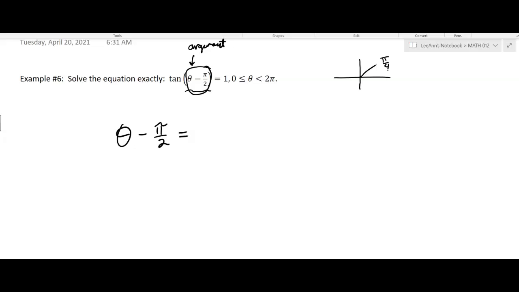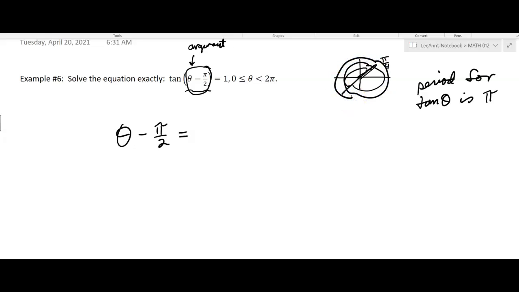And then you could think about it in the third quadrant. But remember, the period for tangent is pi. Okay, so what we're going to do is find this one angle and add pi to get the other one. And then we could keep going around the circle, adding pi, to get all possible solutions.